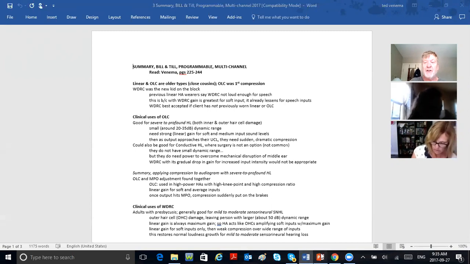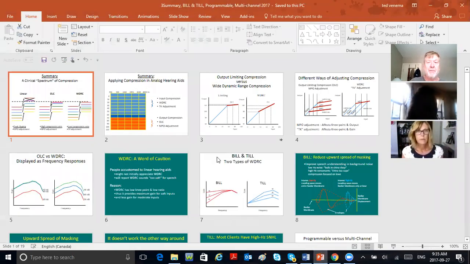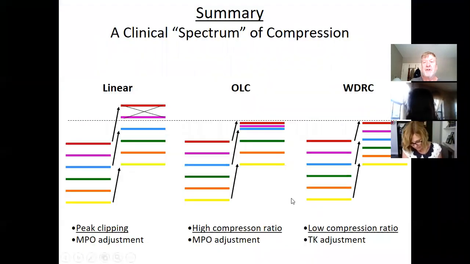Now let's look at this a little bit in English here. Pull up this picture, and you can see this here. Look at what you're finding here. A clinical spectrum, in other words, of compression. These are the three types. You had linear on the left, OLC in the middle, and wide dynamic range compression on the right.